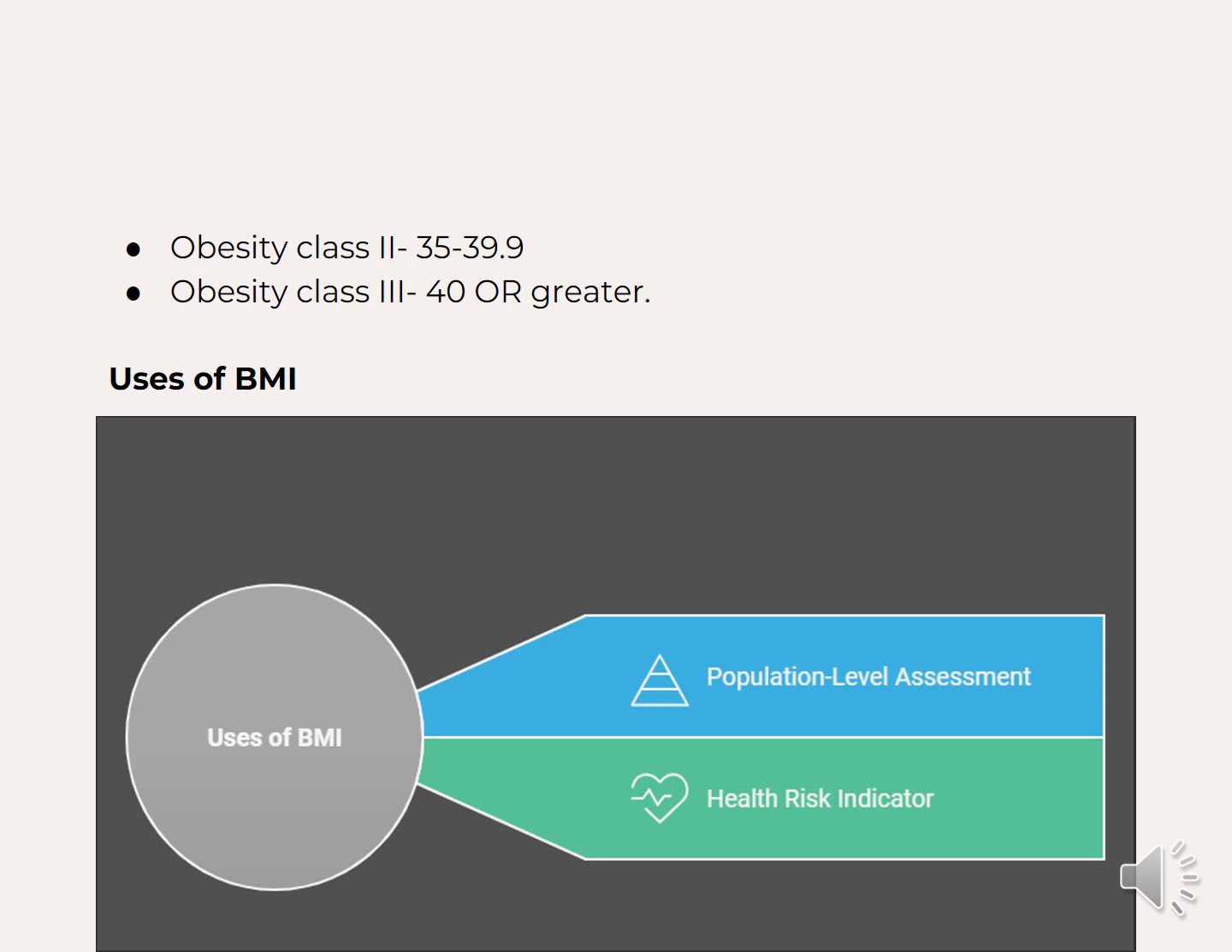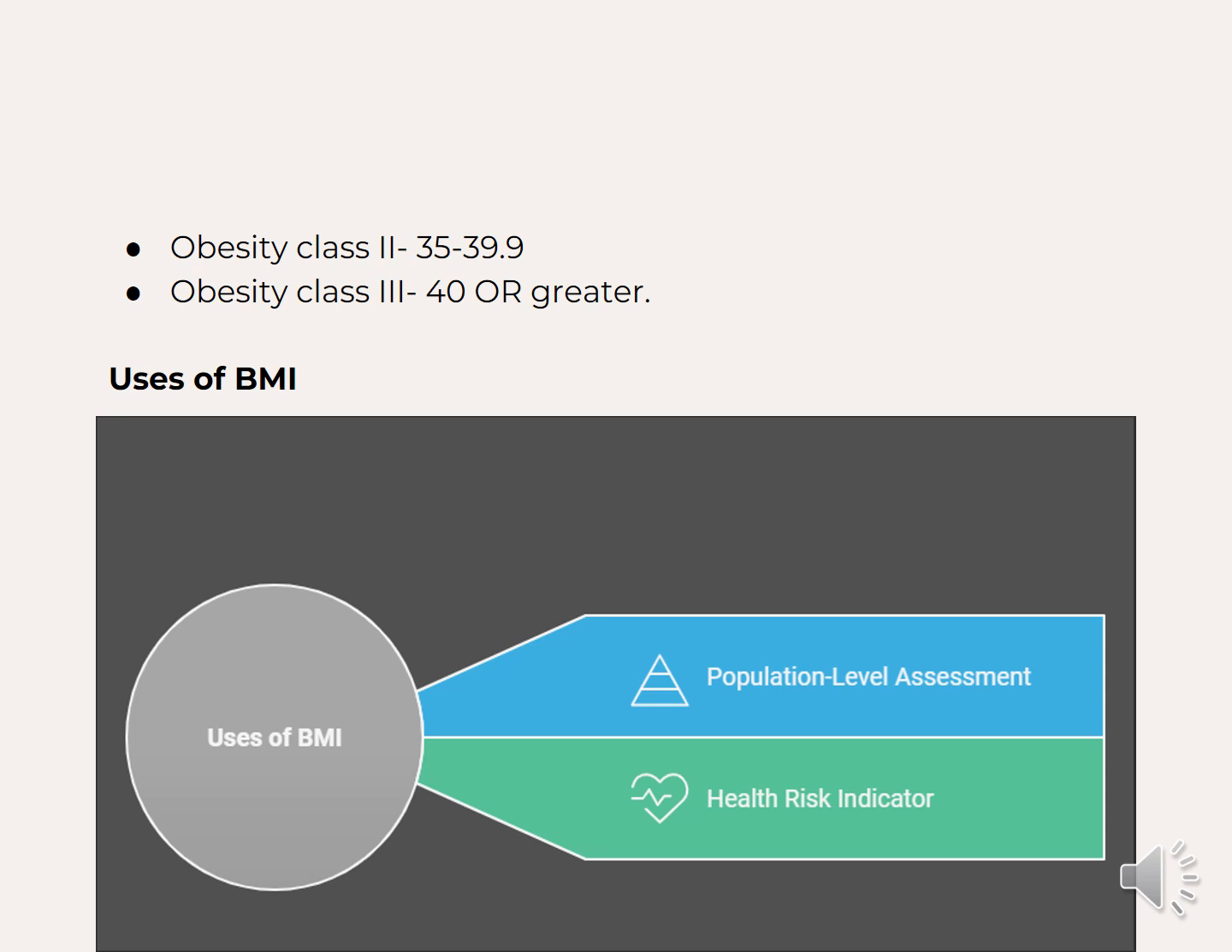If BMI is more than 35 and up to 39.9, then it is called class 2 obesity. And when it is greater than 40, it is known as morbid obesity or class 3 obesity, which is greatly fatal for bodies. Now coming to uses of BMI.